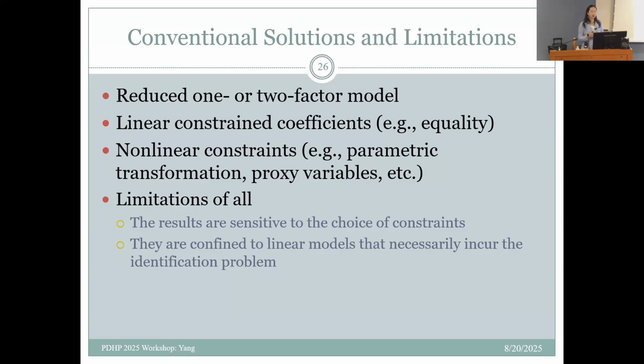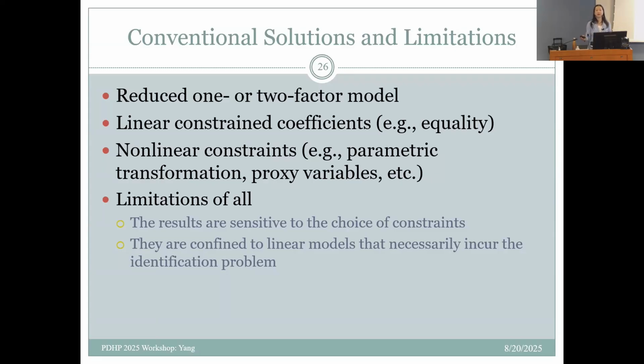And also there are nonlinear constraints, where you could do parametric transformations such as a square term, or use proxy variables to replace one of the indicator variables with actually measured characteristics. All of these are also very popular. However, what they share are two limitations. The first is that the results are highly sensitive to the choice of constraints one uses. That's always undesirable, because how do you choose? Depending on the constraints, you get different findings.